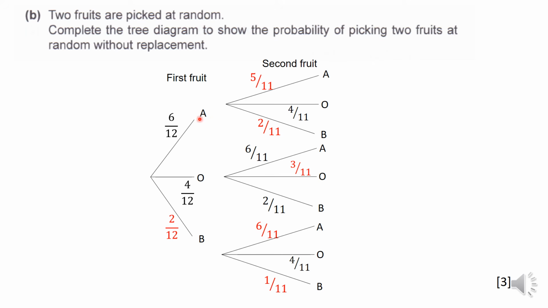Now here the 5 comes about, you are taking an apple. So when you take an apple, now the 4 oranges will still remain, and the 2 bananas will still remain. Here, you are taking now an orange, that's why it becomes 3.